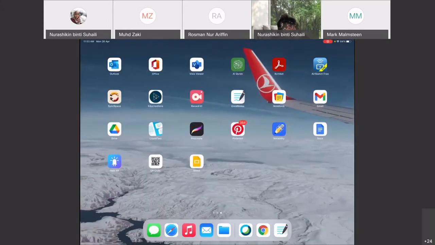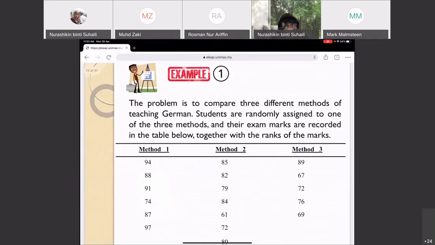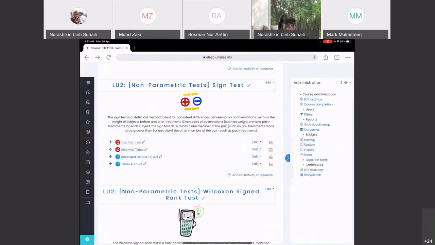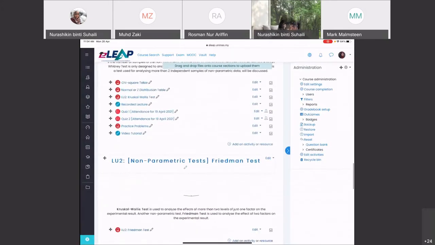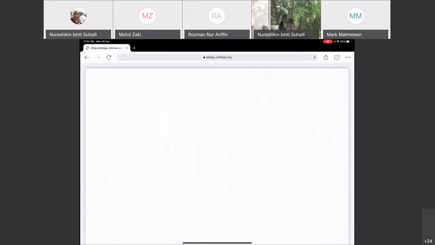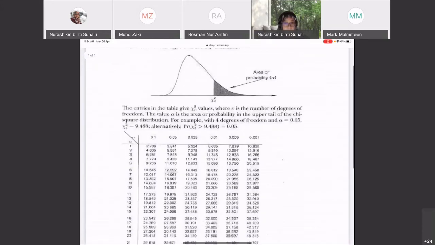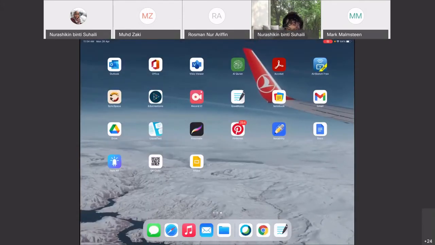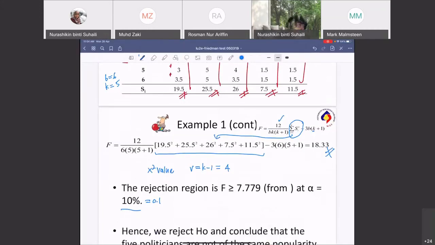And let's have a look at the chi-square table. So the value that you have to find is 7.779, isn't it? Because the degrees of freedom is equal to 4 and alpha equal to 0.1. Okay, 7.779. So that's the value that you need to compare with this. Yeah?